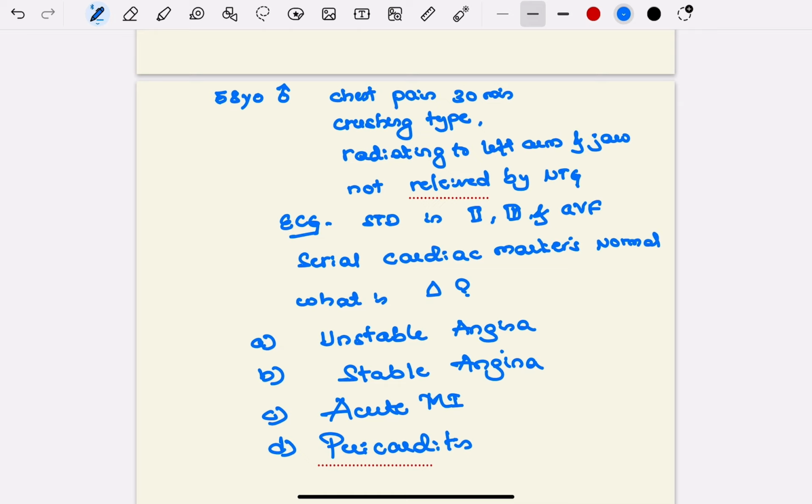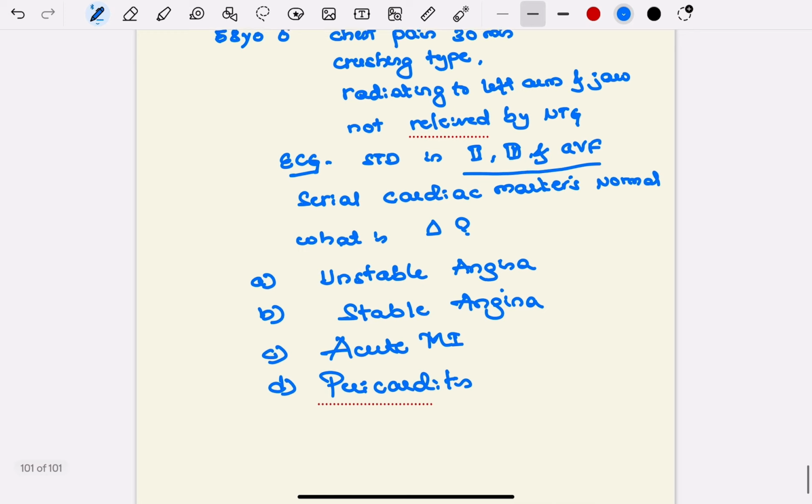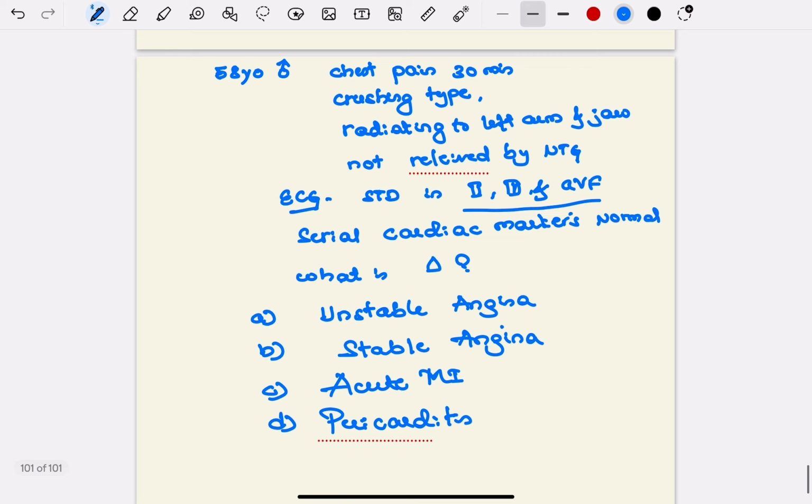The ECG was done and shows ST depression in leads 2, 3, and aVF, that is the inferior leads, and serial measurement of cardiac biomarkers like troponins were normal. So what is the diagnosis? Let's look at the options. Option A is unstable angina, option B is stable angina, option C is acute myocardial infarction, and option D is pericarditis.